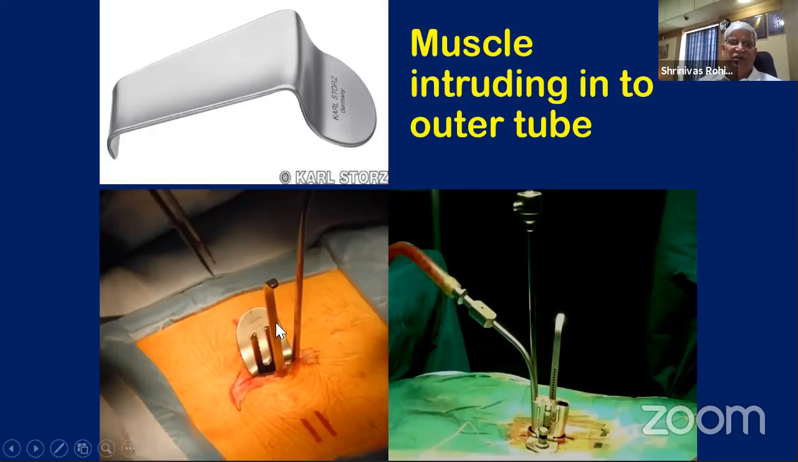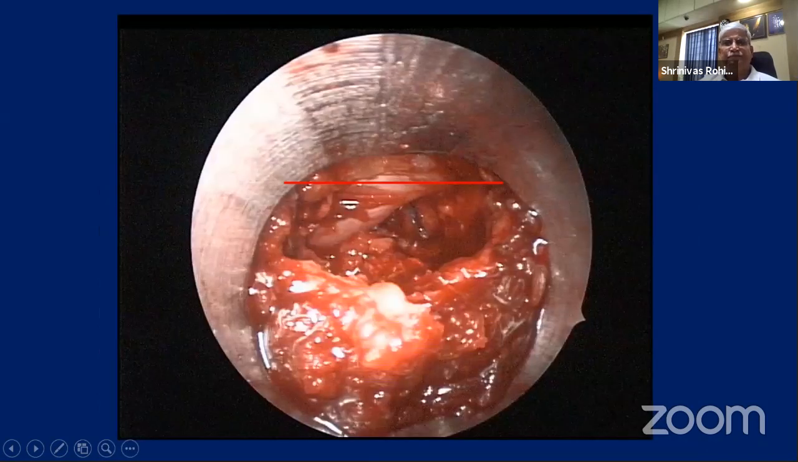In an obese patient, we can use a retractor like this and the whole tube can go inside. This is what we get. The anatomy is not foreign. This is like open surgery or like microscopy.